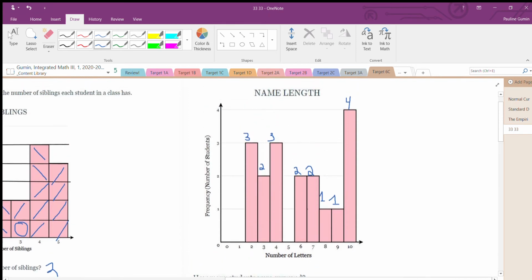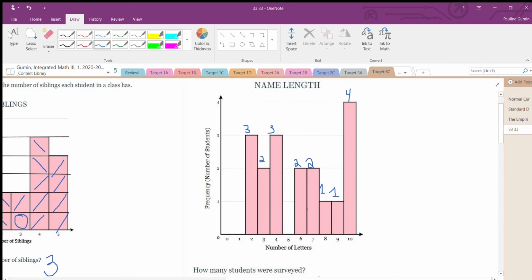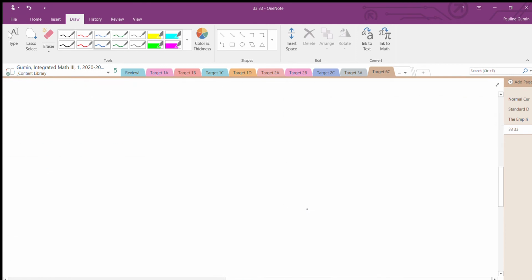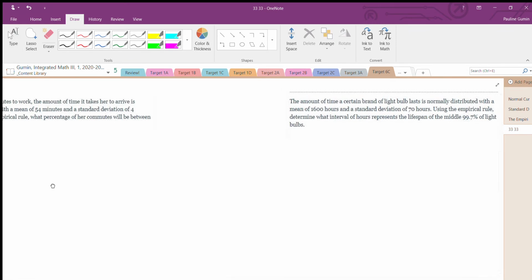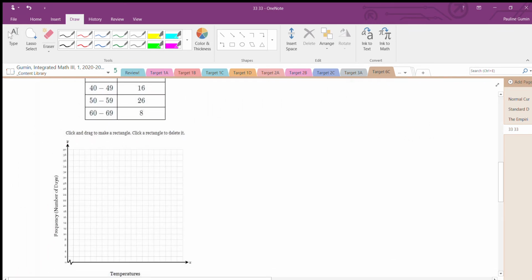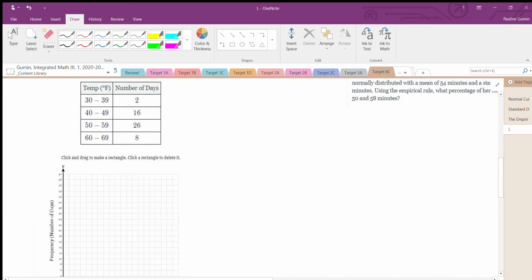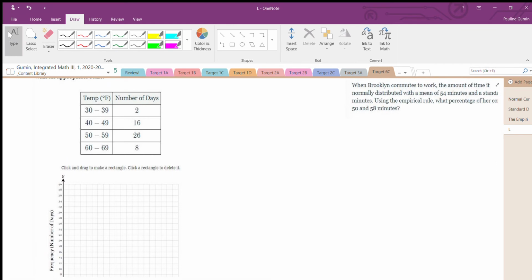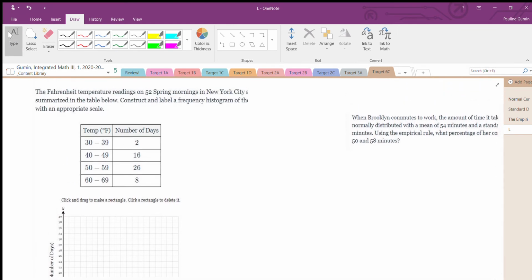Another thing that we expect you to be able to do, other than interpret histograms, is to create them yourselves. Now, I stole this problem from Delta Math, so it says like click and drag to make a rectangle, but we're just going to go ahead and draw them ourselves. This is going to be a histogram about the temperature in Spring Mountains in New York City over a certain period of days.